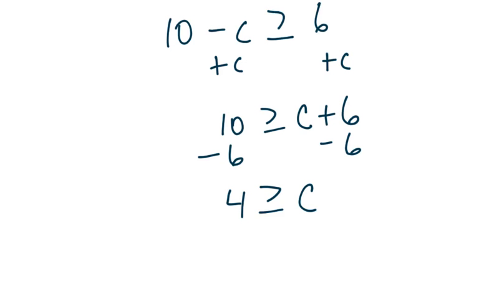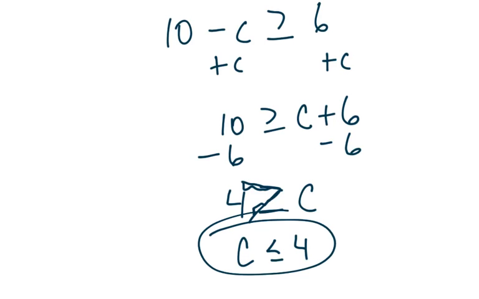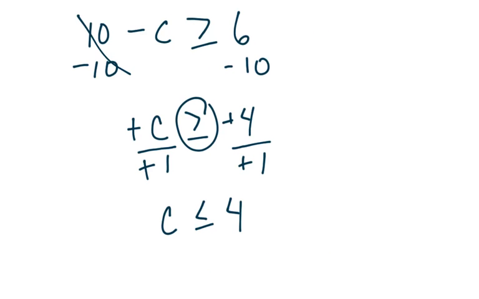Now if I were to flip this over, I like putting the variable first. Notice that that alligator mouth is eating the 4, right? So when you flip it, the alligator mouth needs to eat the 4. So c is less than or equal to 4. So that's why we flip the sign when we divide. So notice how I got the same answer both times.